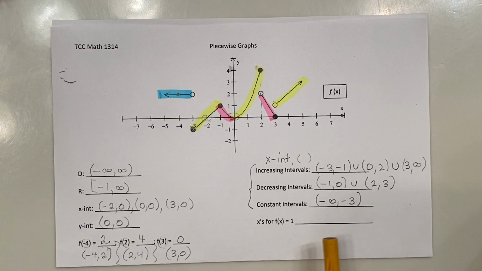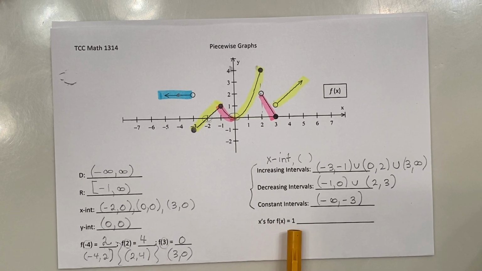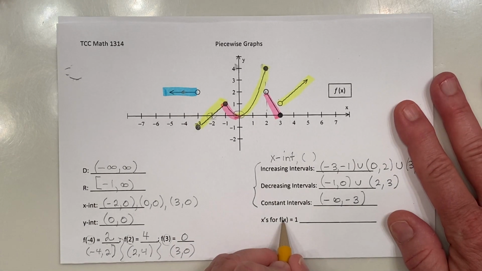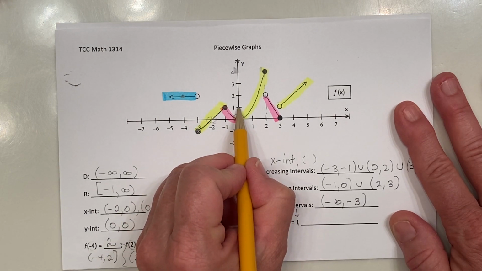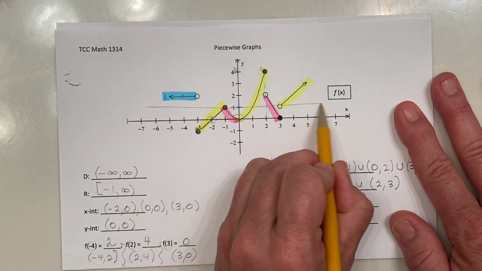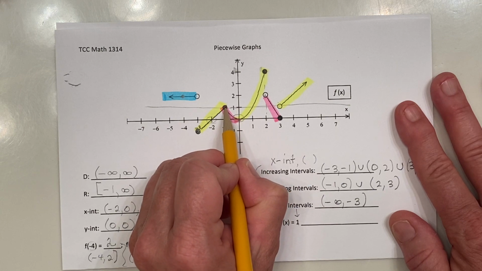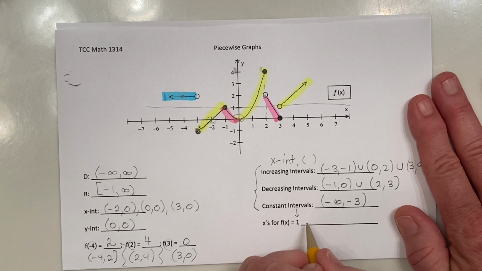Okay, this is kind of an extension question here. This says, find the x's for f of x equals 1. So notice that I have to find the x coordinates where the y coordinates are 1. Remember, this is a y. So I go up to where y is 1, and I look to my left, and I look to my right. Okay, so I know that a height of y equals 1 occurs here. What's the x coordinate? We'll read it from the x-axis. That's -1.